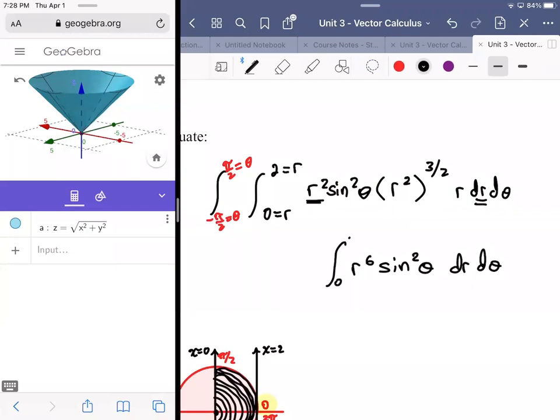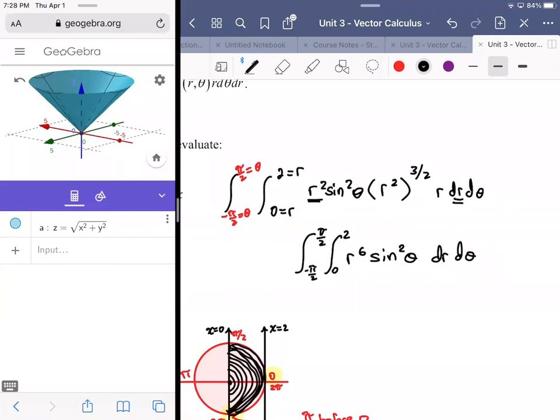This is now going from 0 to 2 in terms of r, then from negative pi over 2 to pi over 2 in terms of theta. Now, looking at this double integral, and comparing it to what we had before, it's a whole lot more manageable, right? If I anti-differentiate with respect to r, that's no big deal at all, right? So 1/7 r to the seventh sine squared theta over the interval of 0 to 2.